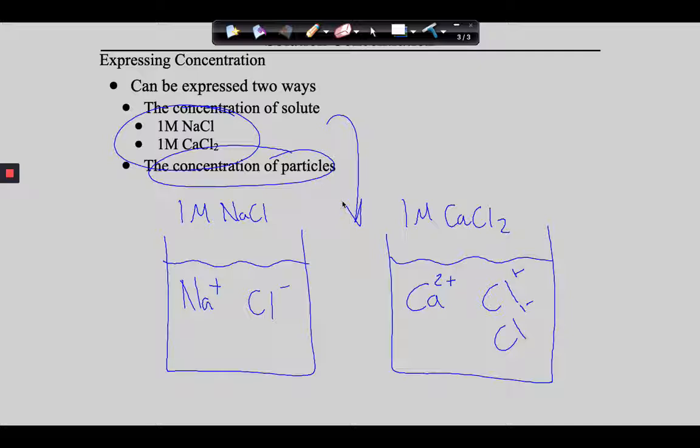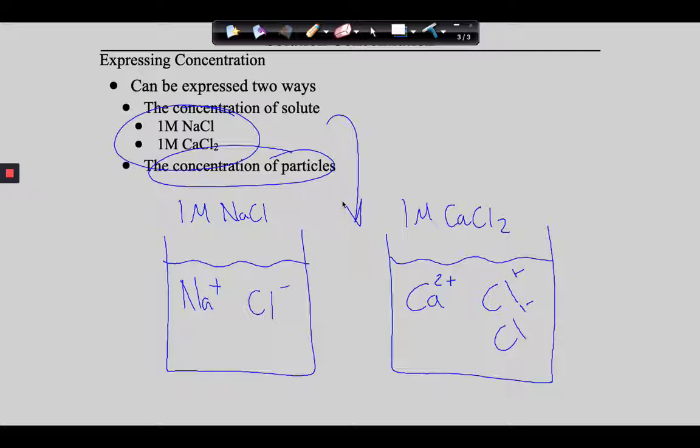This is an important idea, you guys. When we talk about molarities, we can talk about them as solute concentrations. But what we need to get comfortable with is the idea that solute concentrations do not necessarily map directly onto particle concentrations. So when we break these into ions, it turns out that calcium chloride is actually 50% more concentrated when we look at the particles, because there's 2 chlorides instead of 1.